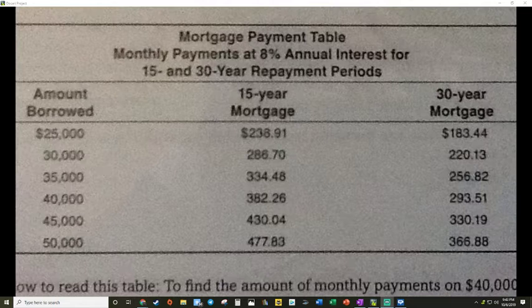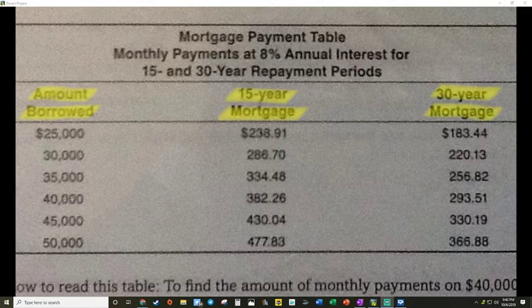All right. So shown on the screen is a mortgage repayment table. The monthly payments are at an 8% annual interest for a 15-year and a 30-year repayment period. Okay. So we have 15 years and 30 years. And on the far left, it's the amount that we borrowed. So we've got 25,000, 30,000, 35,000, 40,000, 45,000, 50,000. And then going from left to right, it gives us, okay, if I borrowed 25,000, how much it would cost per month over 15 years, and then how much it would cost over 30 years.